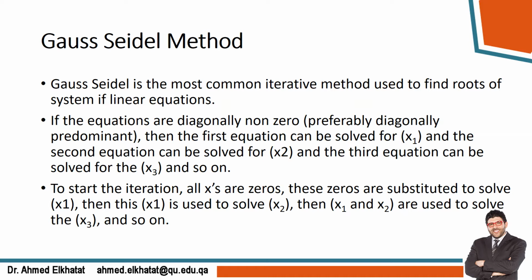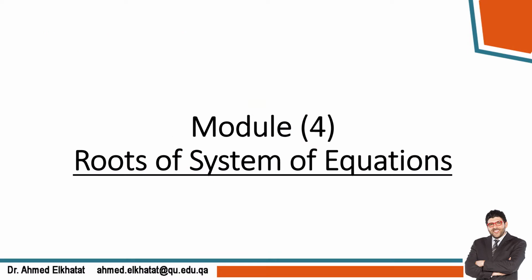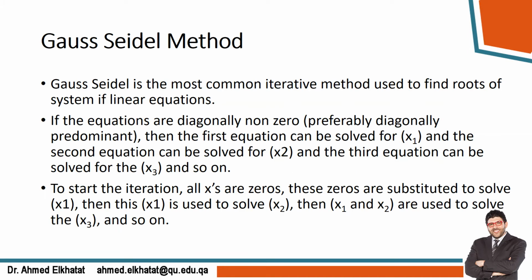The condition is that the diagonal should be non-zero, and it's better to be diagonally predominant. That means the diagonal has the larger values compared to the other entries in its row. If so, then the first equation can be solved for x1, the second equation can be solved for x2, the third equation can be solved for x3, and so on.